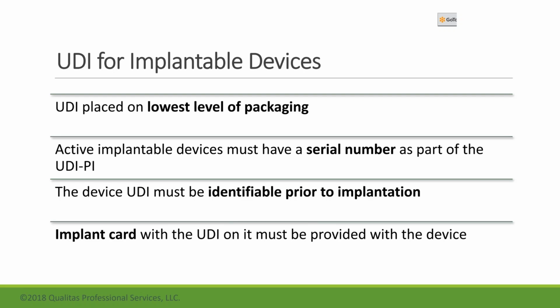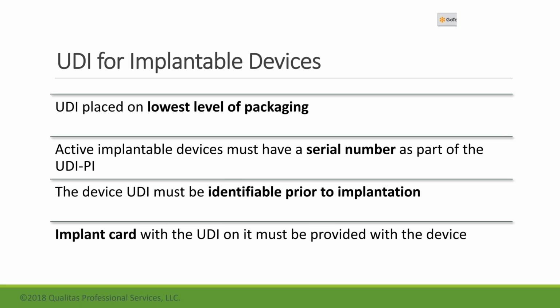Let's talk a little bit about UDI for implantable devices. First, I'm going to say that in the US, implantable devices need a UDI. Do not get this confused with requirements for direct marking. That's a whole other subject, and we'll talk about direct marking a little bit later. But a unique device identifier is required for implantable devices. Per the MDR, that UDI is placed on the lowest level of packaging, so that when we immediately open it, your implant is there.